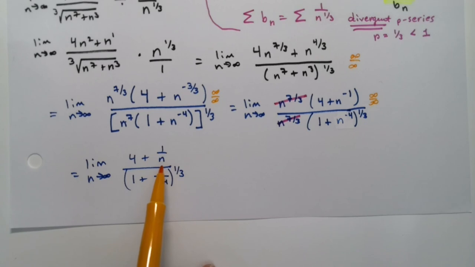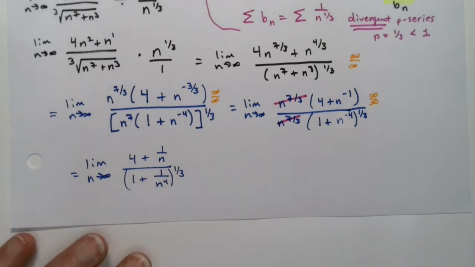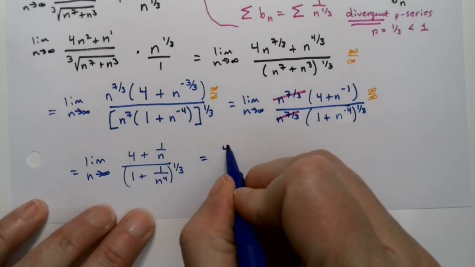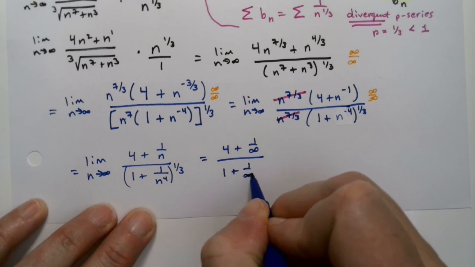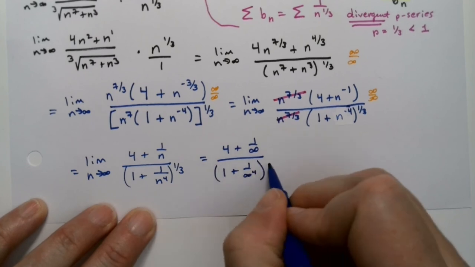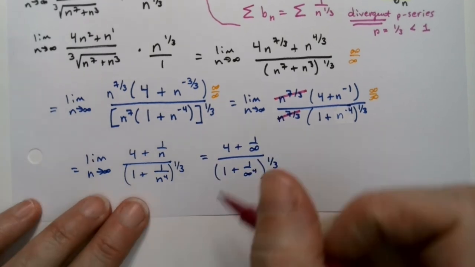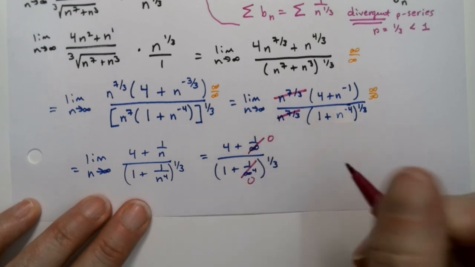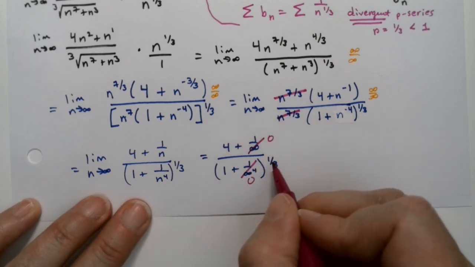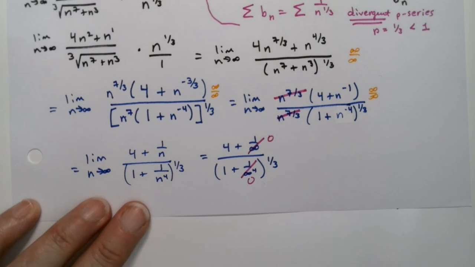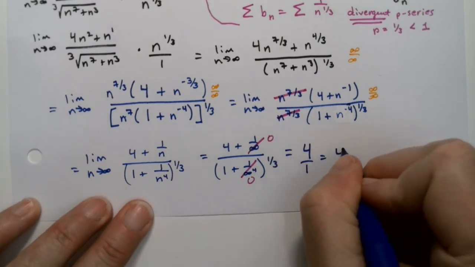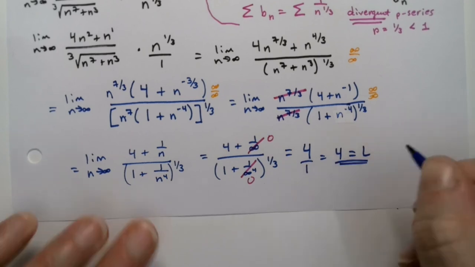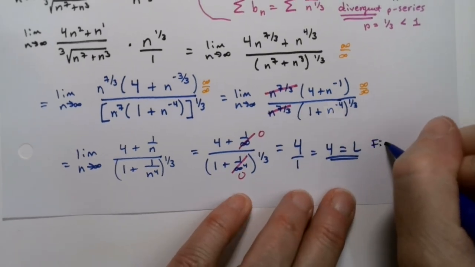But if I put infinity in here, think about what that means. 1 over infinity, we learned a long time ago, that's 0. So this would be 4 plus 1 over infinity, over 1 plus 1 over infinity to the 4th power, which is infinity, to the 1/3. That's 0, that's 0. So you're left with 4 over 1 to the 3rd, which is 4 over 1, which is 4. That's your L. Notice it's a finite number that's not equal to 0.